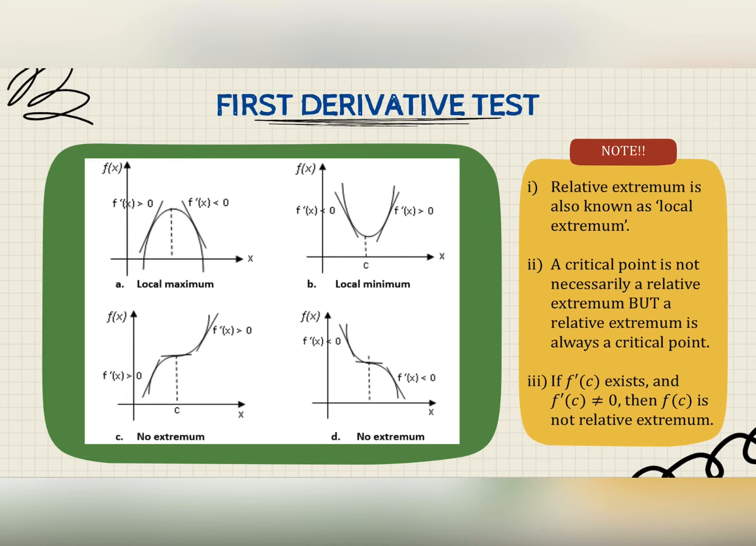Dan a critical point does not necessarily be a relative extremum, sebab it can be either no extremum juga. Okay, and kat sini f prime c exists, and f prime c is not equal to 0, then f(c) is not relative extremum. So let's say kalau kita dapat f prime c tu bukan sebagai kosong, sebab syarat untuk cari critical point adalah f prime x kita mestilah sama dengan kosong. Okay, so kalau dia bukan kosong tu maksudnya dia bukan relative extremum lah.